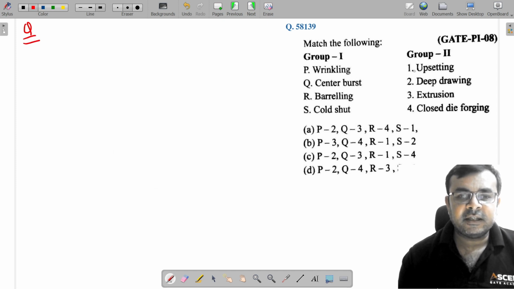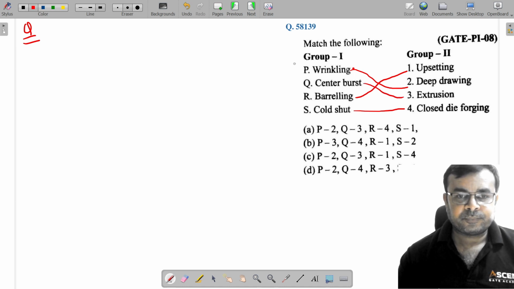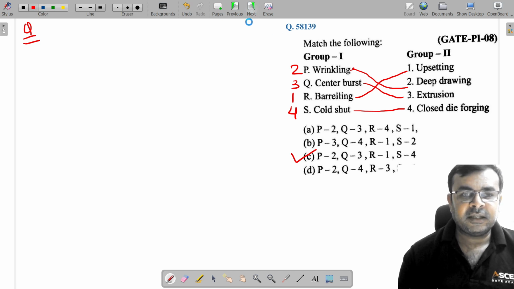Match the following. You can see here we have defects and here we have process. So wrinkling is a deep drawing defect, yes or no? And barreling is an upsetting defect. And cold shut is a closed die forging defect. So obviously the center burst is the extrusion defect. So E2, C3, R1, S4: 2314. So option C is the right choice. 2314. Yes or no? Correct.